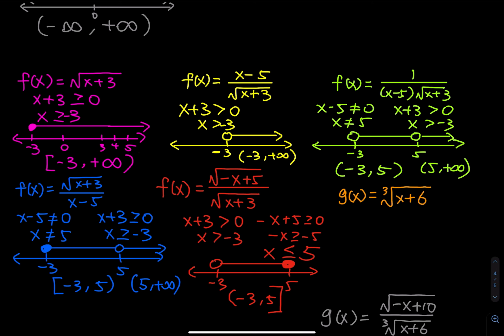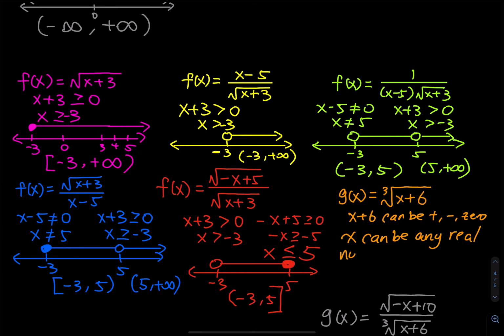How about the cube root? So for cube root, in the radicand, we can have positive, negative, or 0, right? So therefore, for this, x plus 6 can be any value. So x plus 6 can be positive, negative, 0. So as a result, x can be any value. So x can be any real numbers. Or you can just draw this. And then for the interval notation is from negative infinity to positive infinity. All right.